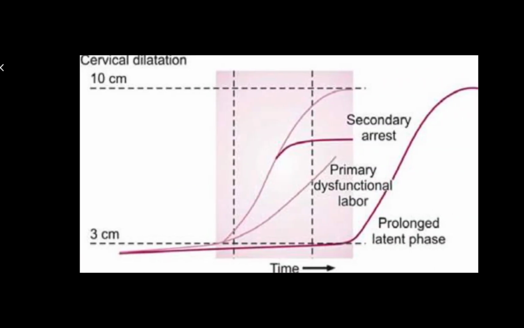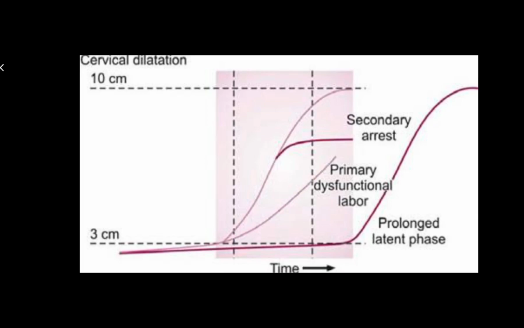Then this is the graph showing the images of cervical dilatation. Here we will see the first one is after 3 centimeter. Before the 3 centimeter it is latent phase, and after 3 centimeter it is active phase. This whole is active phase, and if the 3 centimeter area is prolonged, then we say prolonged latent phase. Prolonged latent phase means it should start from here but it has gone up to here. Then is primary dysfunctional labor.